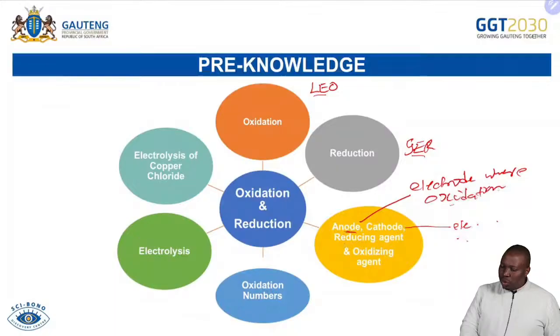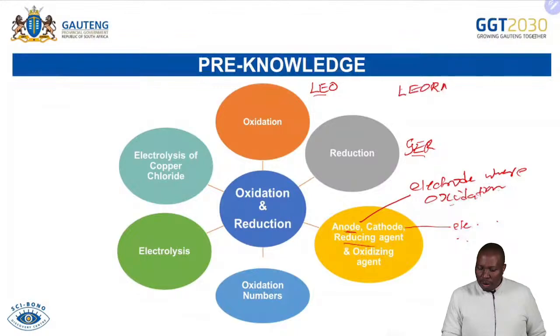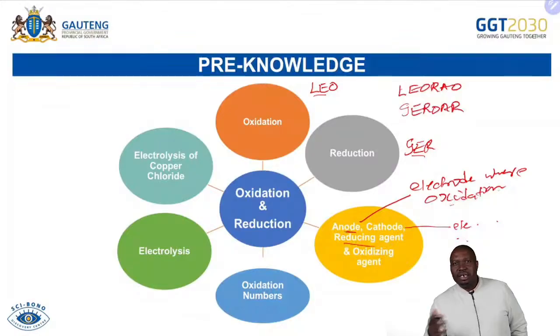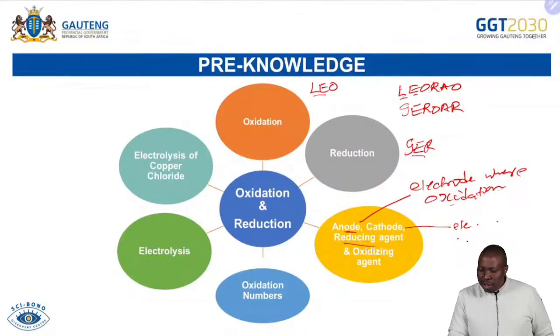And then the reducing agent. I usually use this mnemonic, LEO RA and GER OA, so that you always remember this. I find it very easy for you to remember: loss of electrons is oxidation, and the substance that loses electrons, we call it a reducing agent.